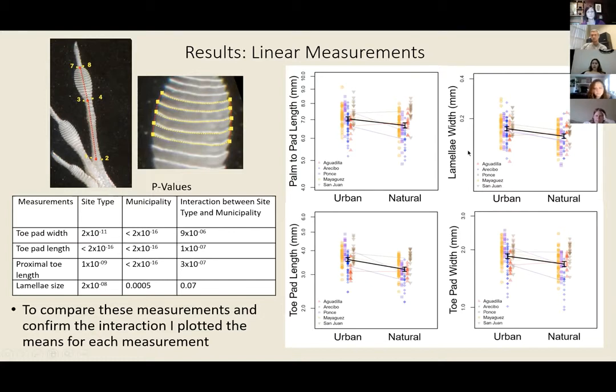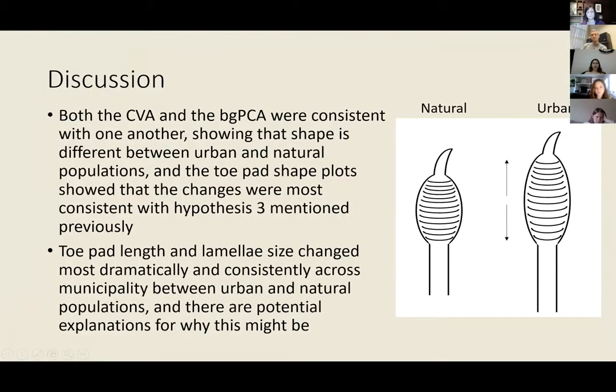And another thing you can get from these plots is that lamellae size and toe pad length are the most dramatic and the most consistent across municipality. Even though there are some changes in the sort of amount of decrease you see between urban and natural, it is much more variable for proximal toe length and toe pad width. So that's really interesting. So both the CVA and the BGPCA were consistent with one another and showed that shapes differ between urban and natural populations.